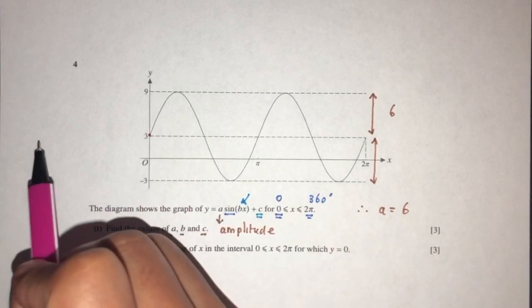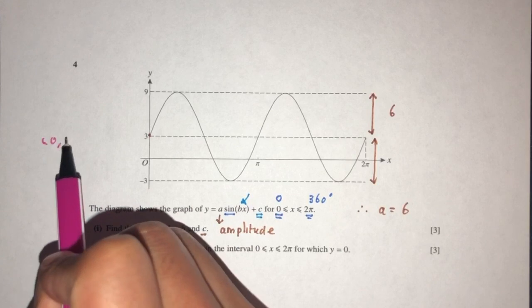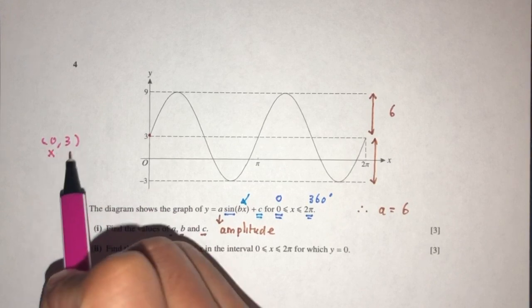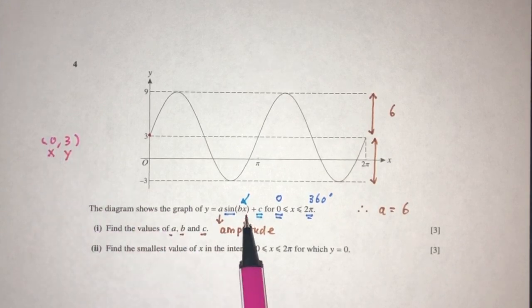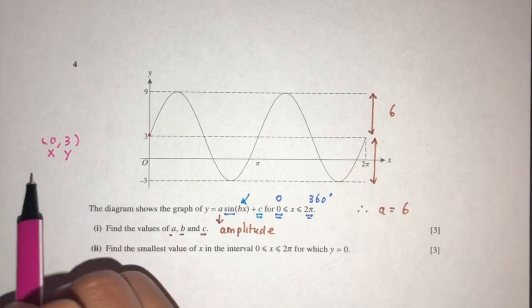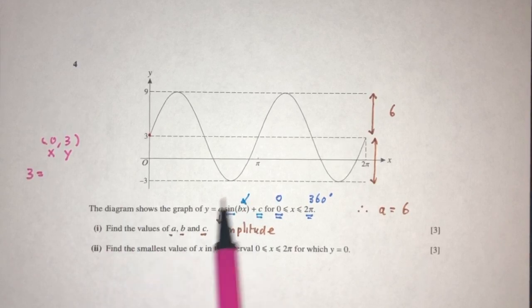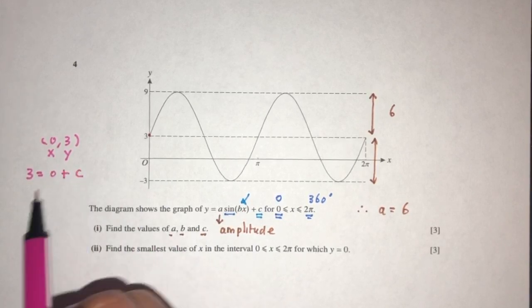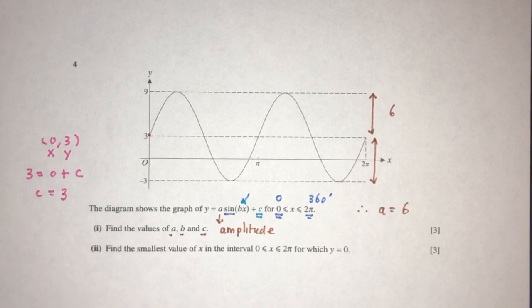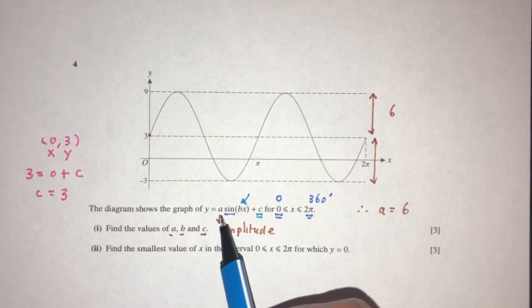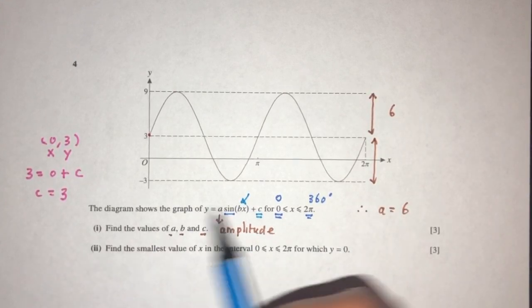This is the point (0, 3). This is the x value and the y value. Let's replace back in the equation. So y equal to 3 when x is equal to 0. Now sine of 0 is 0, so this whole thing here will become 0 plus c. So c will have to be 3. Okay, so right now we have A is 6, C is 3.